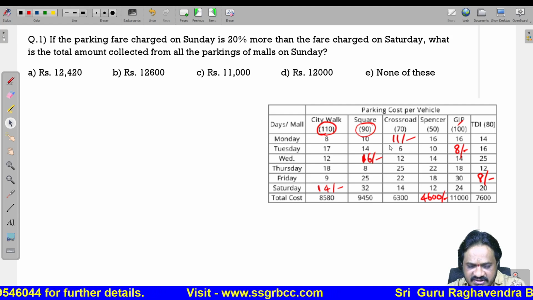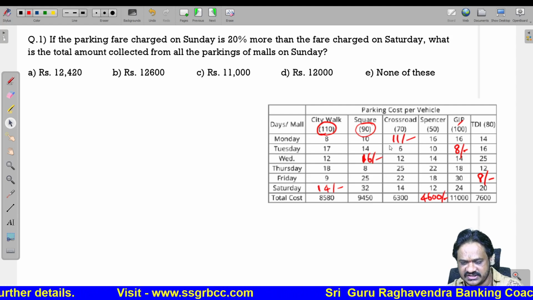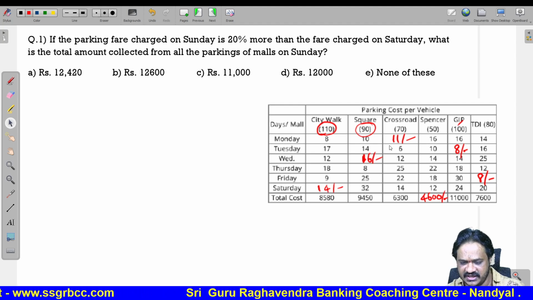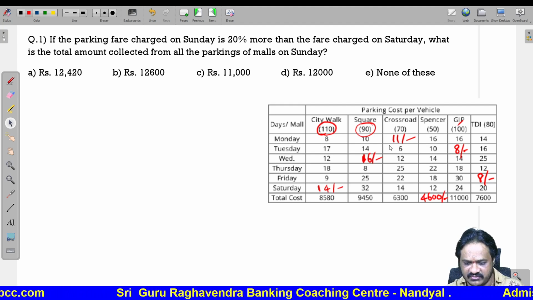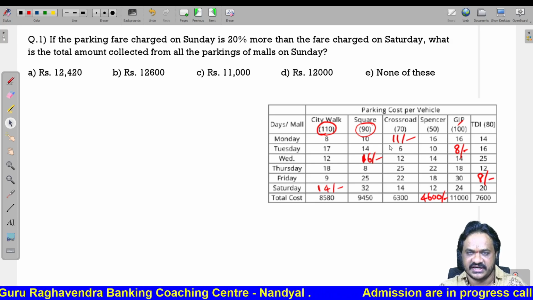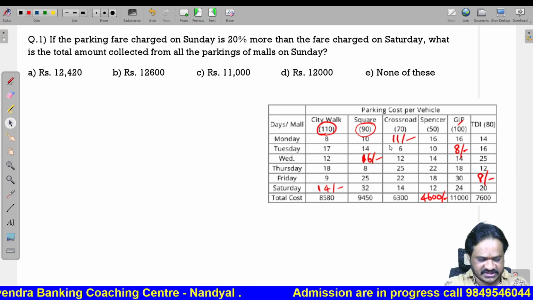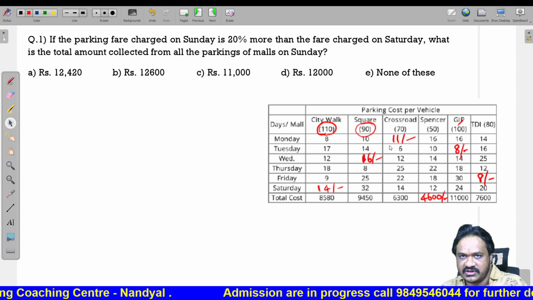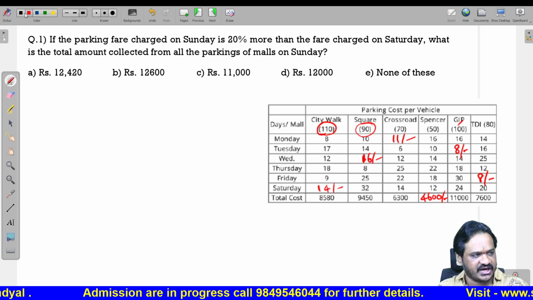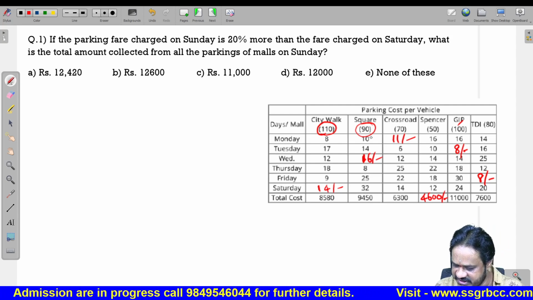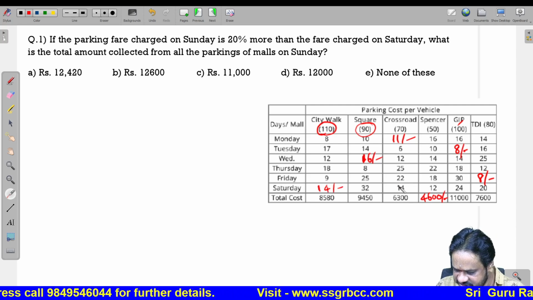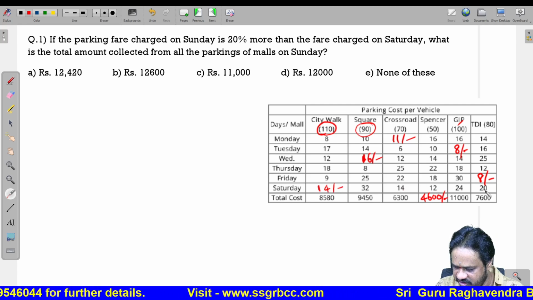If the parking fare charged on Sunday is 20% more than that of Saturday, what is the total amount collected from all malls on Sunday? Now, the parking fare on Sunday is 20% more than on Saturday. Now, Saturday we are having the values. See, this is 14, this is 32, this is 14, 12, 24, 20.